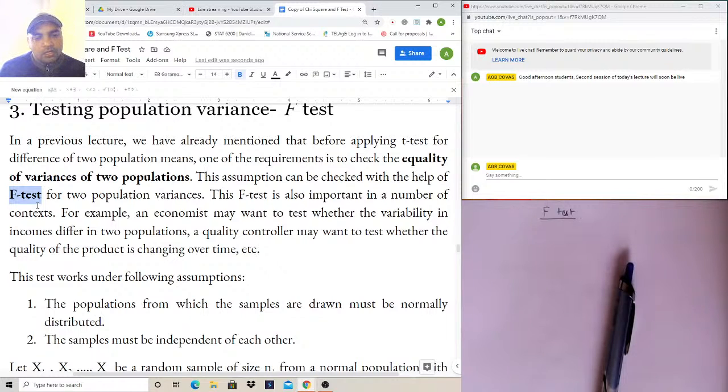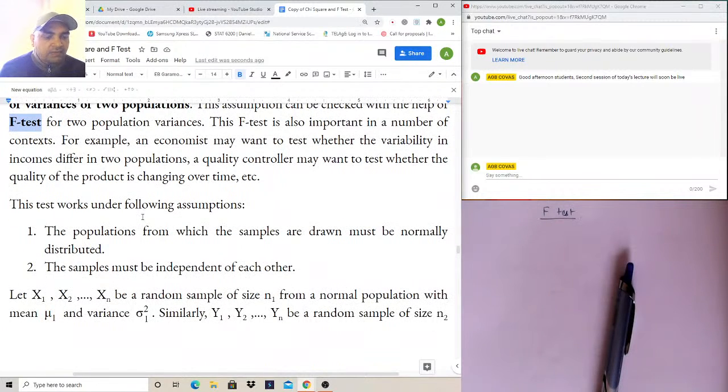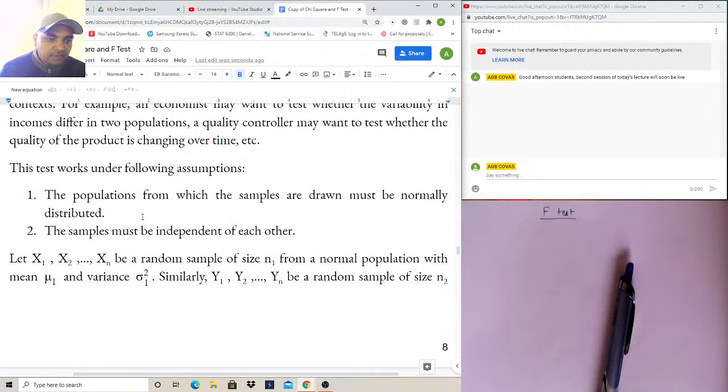This F-test is also important in a number of contexts. For example, an economist may want to test whether the variability in income differs in two populations. Similarly, a quality controller may want to test whether the quality of the product is changing over time, whether it is getting better or worse, or whether it has remained the same over a period of time. For that you have to apply the F-test. This test works under the following assumptions: the populations from which the samples are drawn must be normally distributed.